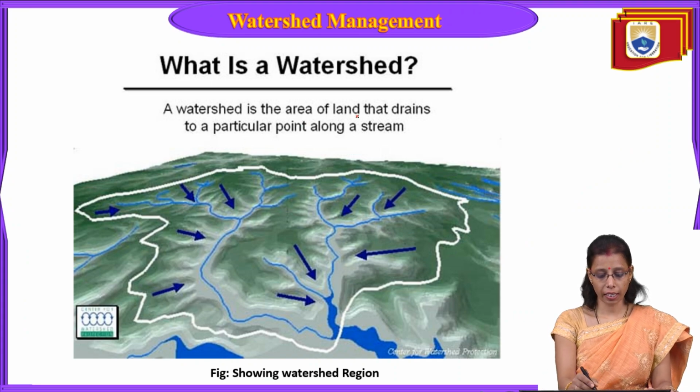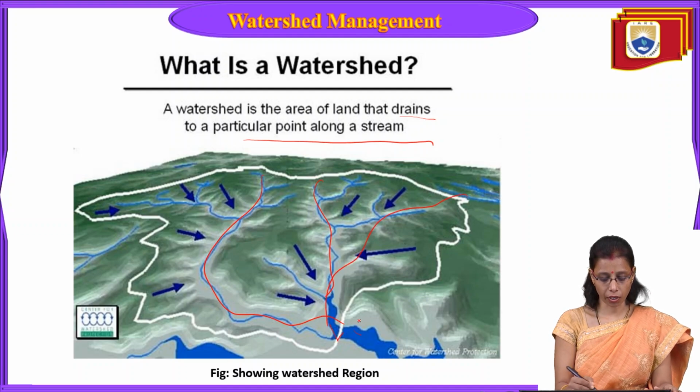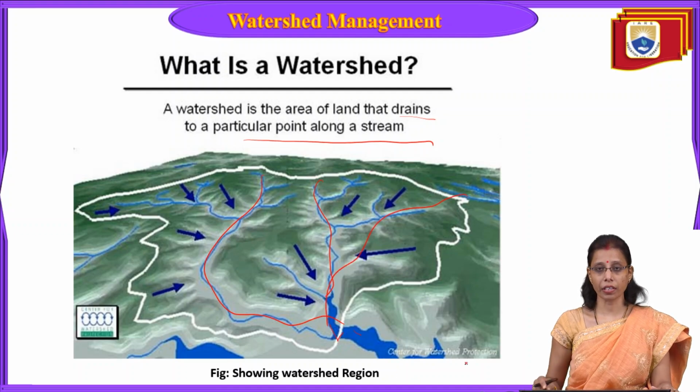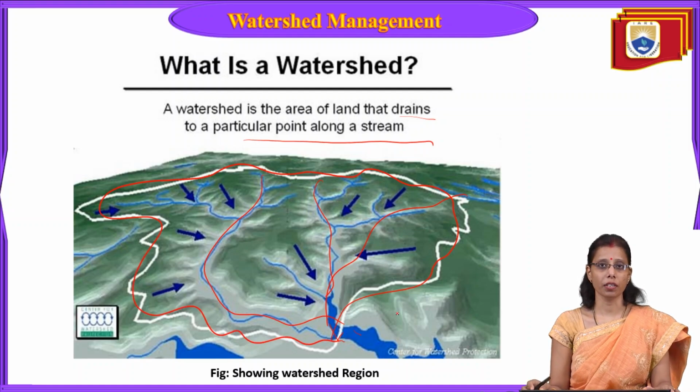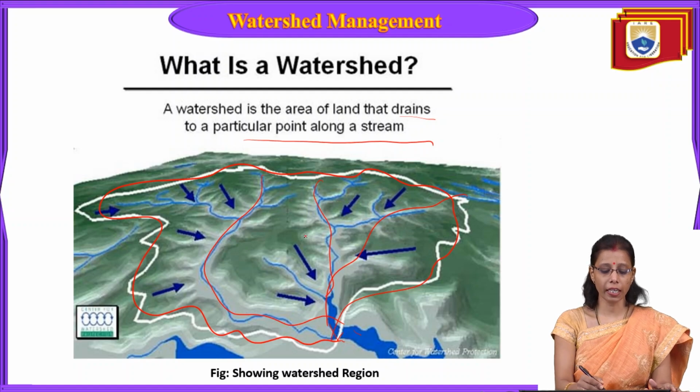Now, a watershed is an area of land that drains to a particular point along a stream. As I showed in the previous one, these are the streams which are draining and coming here and joining. This will become a watershed region, the entire region from where the streams are joining. These are the different streams you can see. This region is called the watershed because it is shedding the water from all these areas and it is coming to this location.